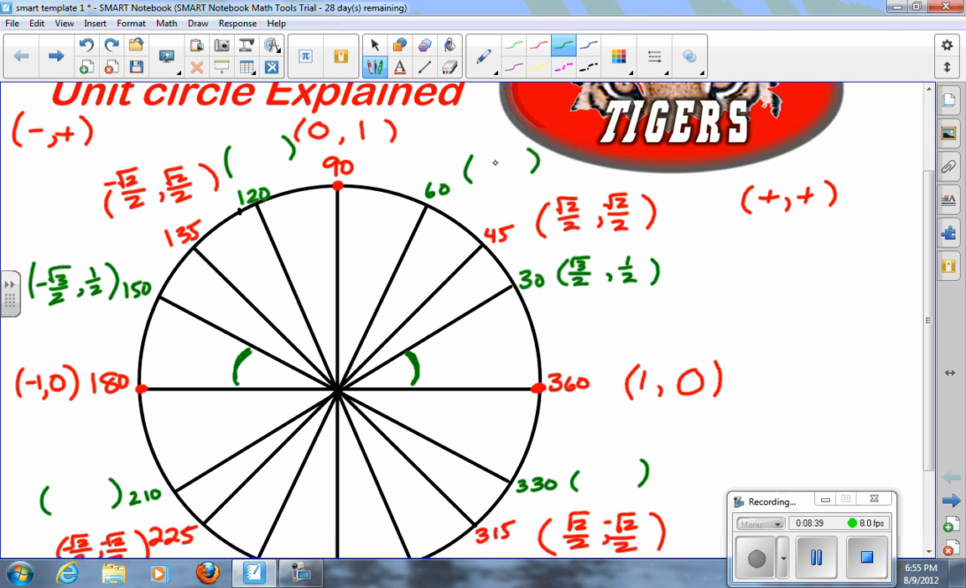Up here, these two are the same numbers as these, only switched. And since 60 degrees reference angle is right here, that means this also has a reference angle of 60, so these are 1/2 and square root of 3 over 2. And we can see that the sign will be negative. Cosine is negative in the second quadrant.